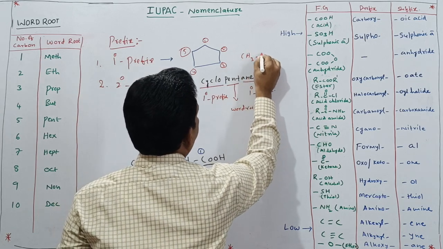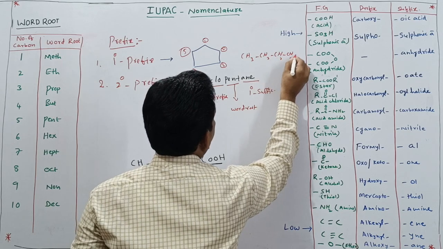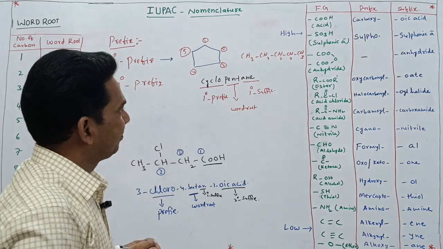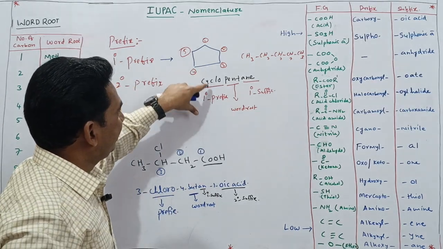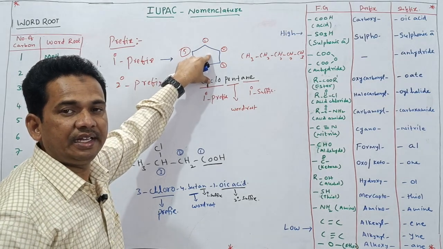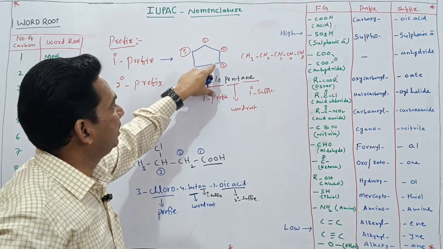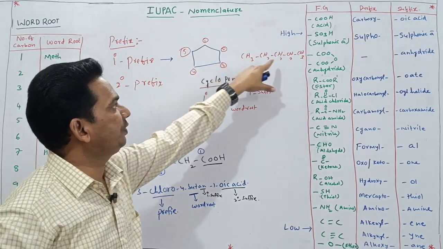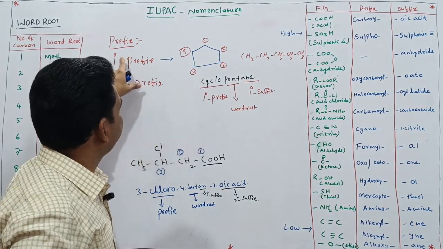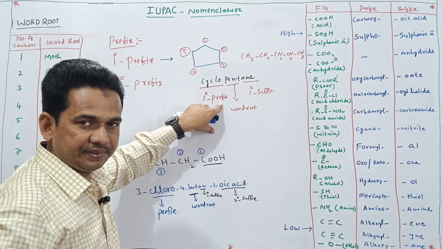Like this: CH3, CH2, CH2, CH2, CH3. Cyclo identifies that the compound is in cyclic form. It is in cyclic form means it distinguishes cyclic compounds from acyclic ones. That is especially known with the help of the primary prefix.